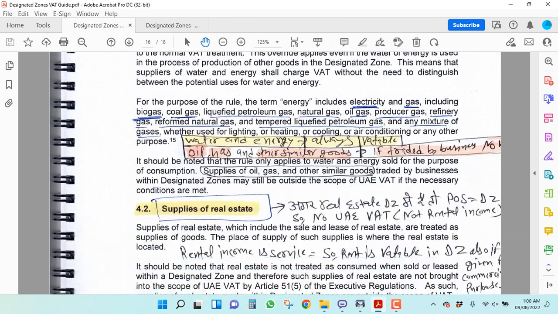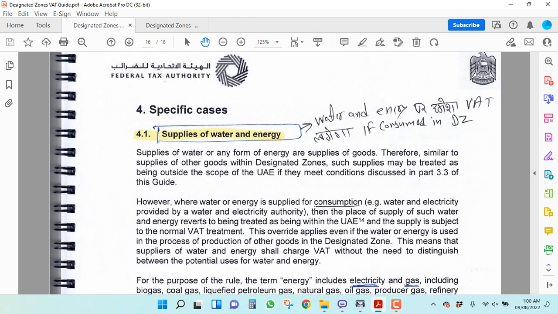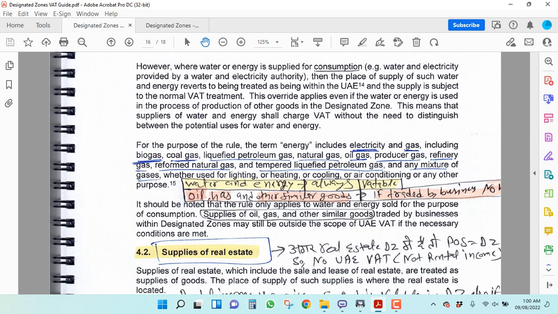Now these two things are very important. I am just telling you the crux. Supply of water and energy. If water and energy are supplied in the DZ, it will always be taxable, if consumed within the DZ. Water and energy. Under energy we will include electricity, gas, biogas, coal gas, LPG, natural gas, oil gas, producer gas, refinery gas, reformed natural gas, tempered LPG, or any mixture of gases. Okay, whether used for lighting, heating, cooling, AC, or any other things, all these will always be taxable.